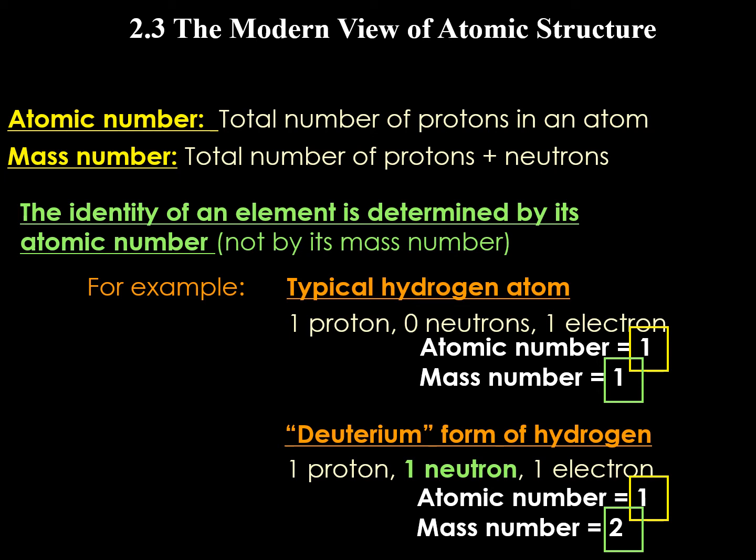So as I said in the previous slide, the identity of the element is determined by its atomic number. So in the case of hydrogen, we have something called isotopes, which I'll show you in the next slide, I believe. An isotope is defined as the same number of protons but a different number of neutrons. So in this case, we have another form of hydrogen, we call it deuterium. It has a mass number of 2 because it also has 1 neutron in it.